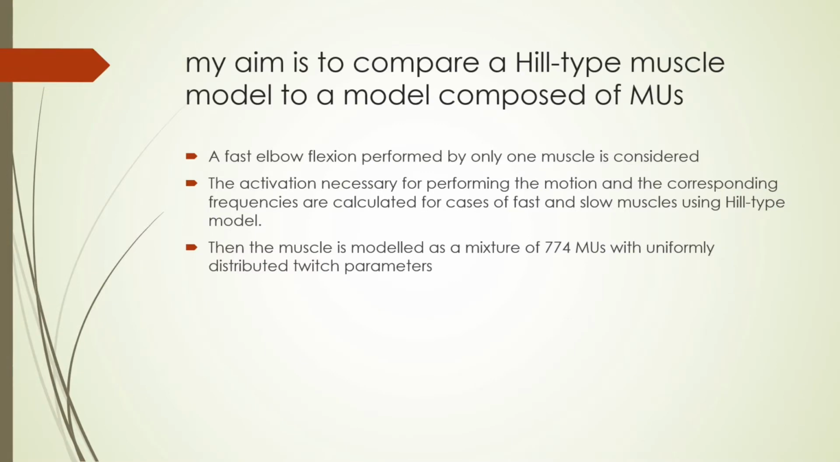Hello, my name is Majid Riyad Jazar, and my aim is to compare a hill-type muscle model to a model composed of MUs. A fast elbow flexion performed by only one muscle is considered. The activation necessary for performing the motion and the corresponding frequencies are calculated for cases of fast and slow muscles using the hill-type model. Then the muscle is modeled as a mixture of 774 MUs with uniformly distributed twitch parameters.